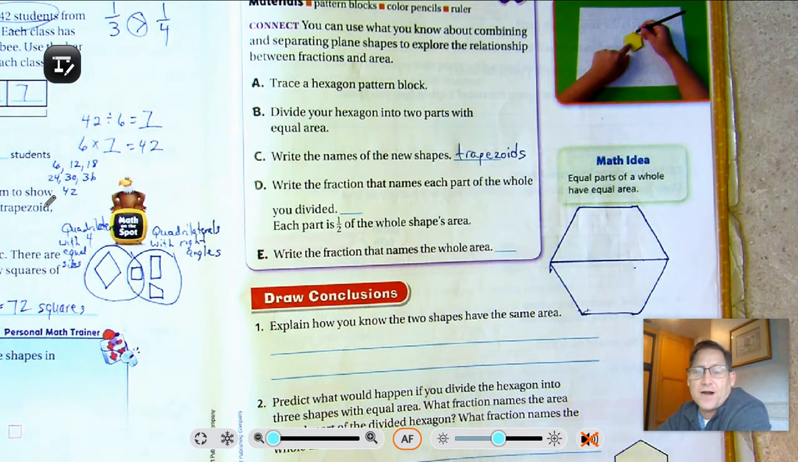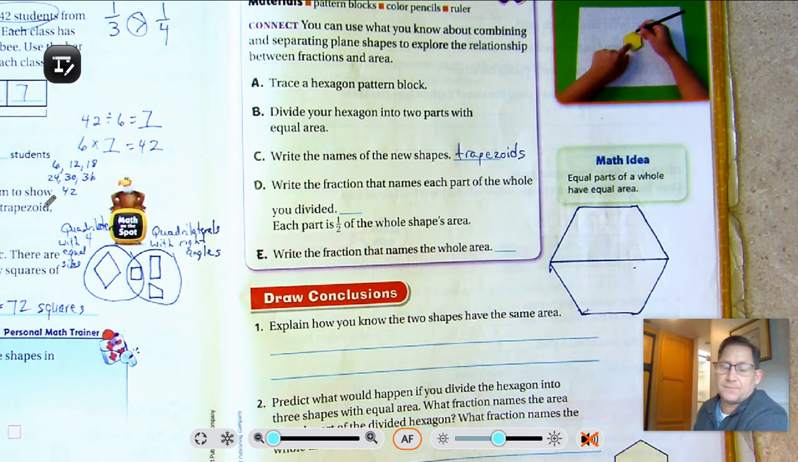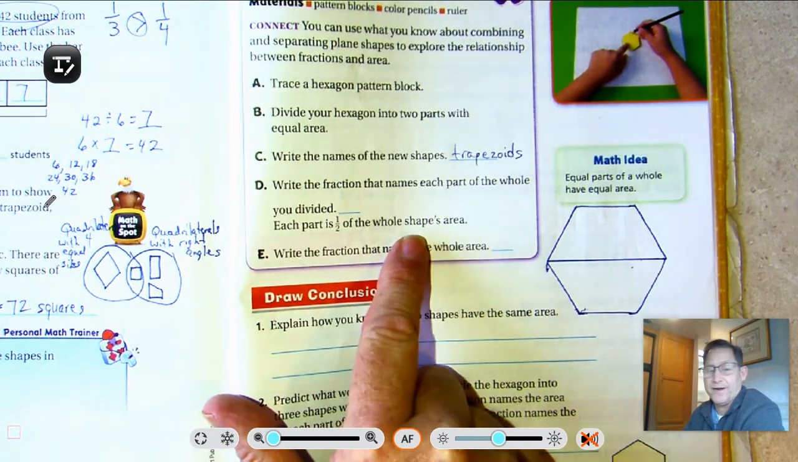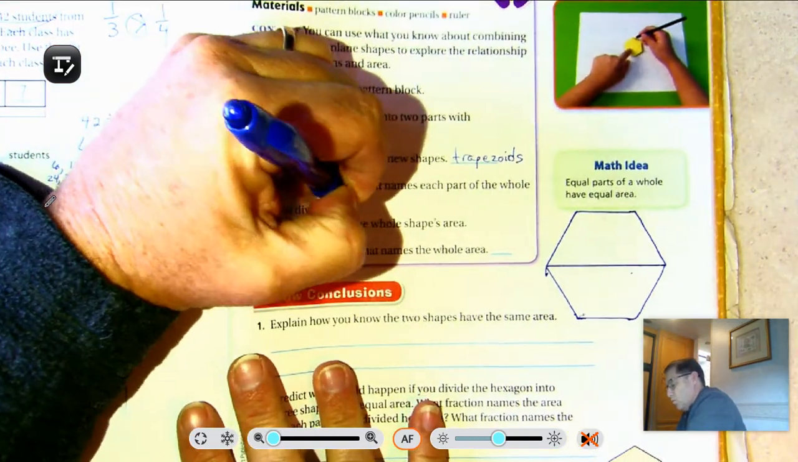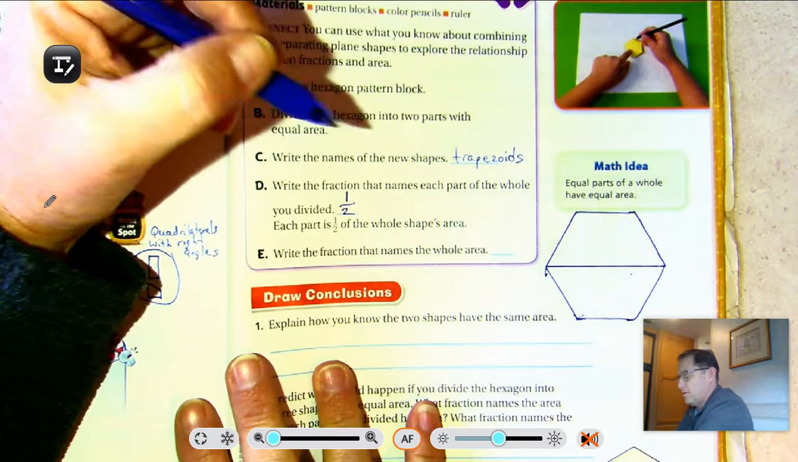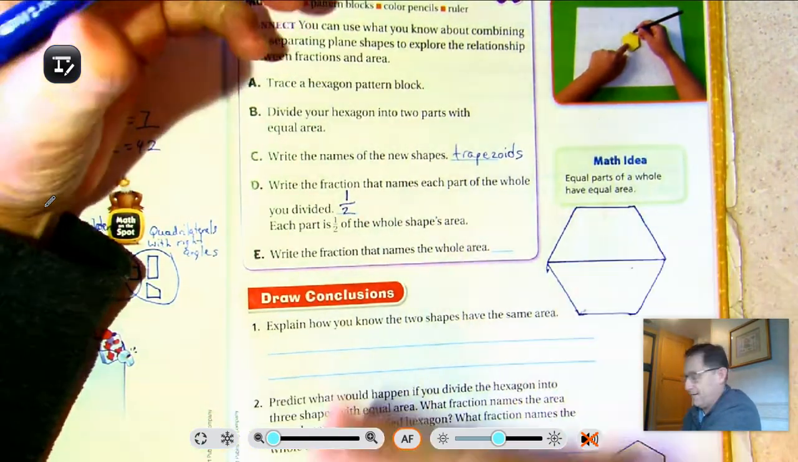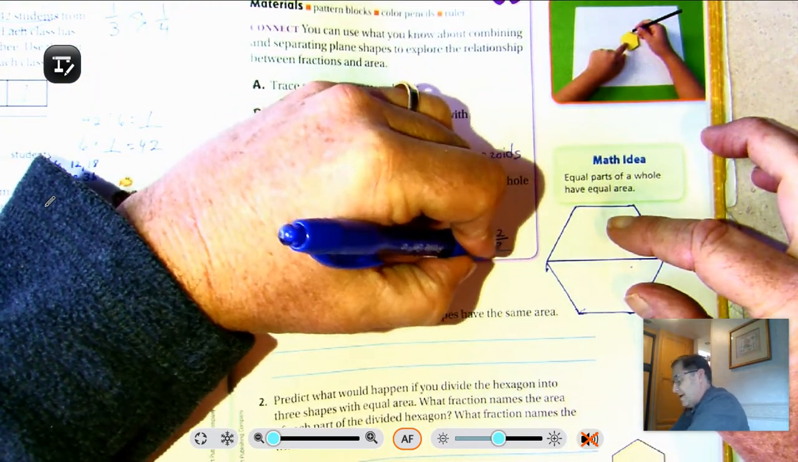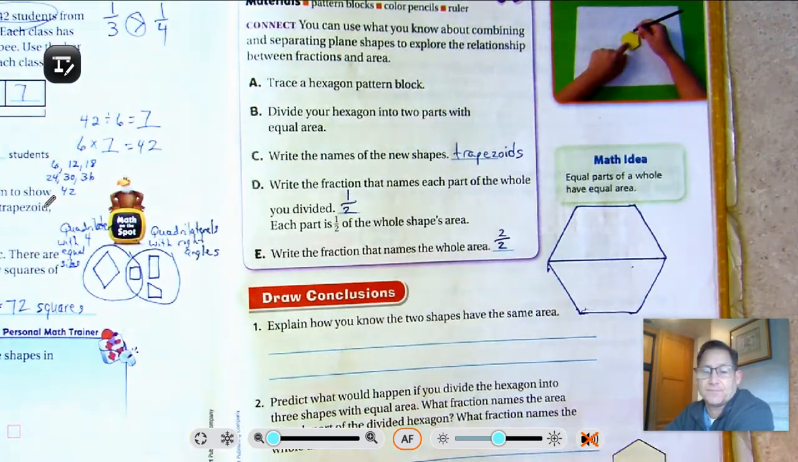Part D, write the fraction that names each part of the whole you divided. And it says right below it, each part is half of the whole shape's area. So 1/2. What's the name of the whole area? If we put both of them together, it would be 2 out of 2 pieces.